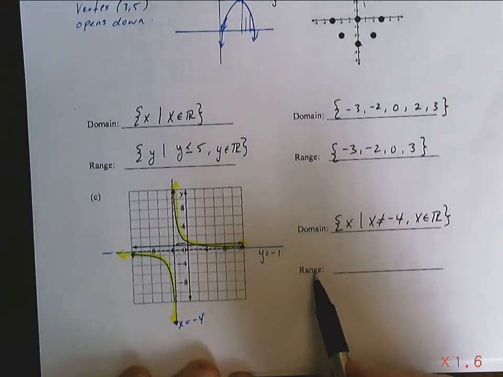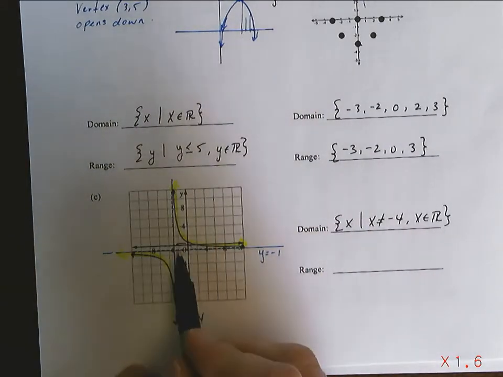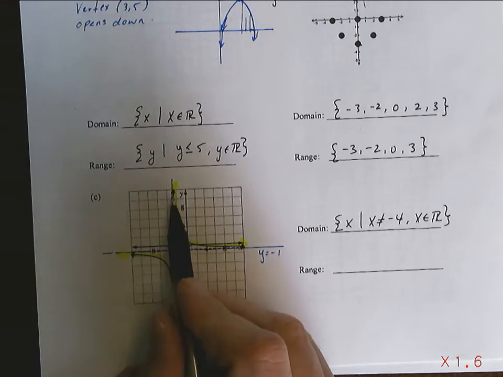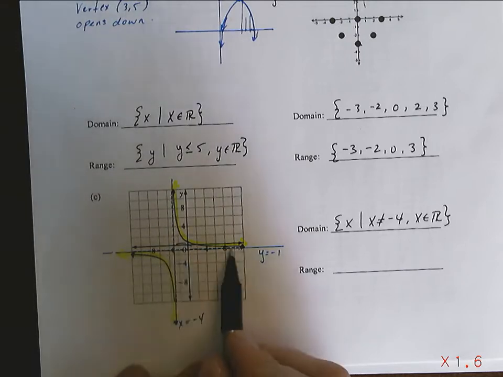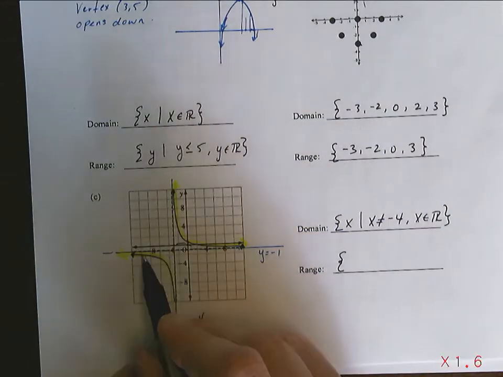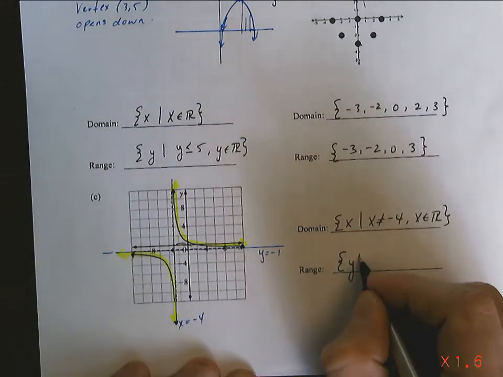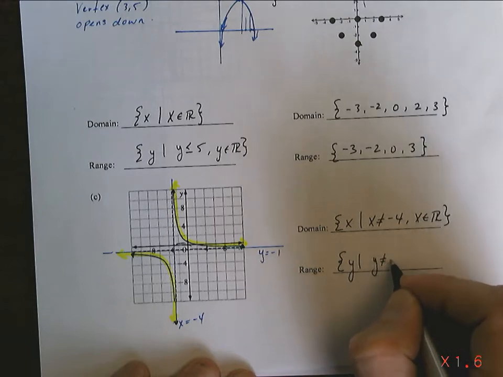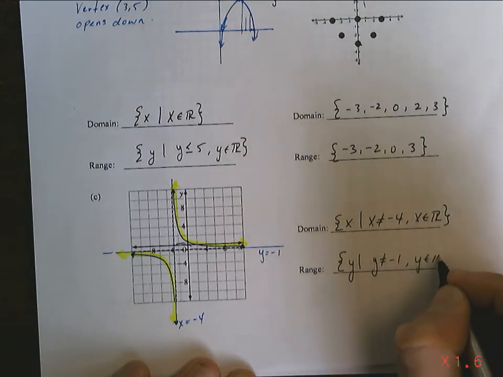Let's take a look here. Range, you'll notice that all your y values have a place. All your y values have a place except for that horizontal tangent. Or sorry, not tangent, except for that asymptote. Y such that y cannot equal -1, and y is an element of the real numbers.